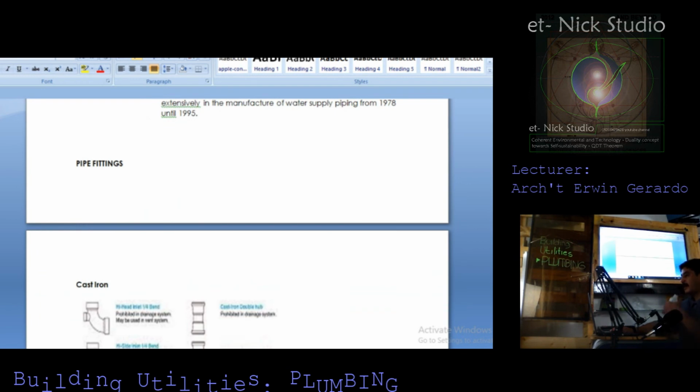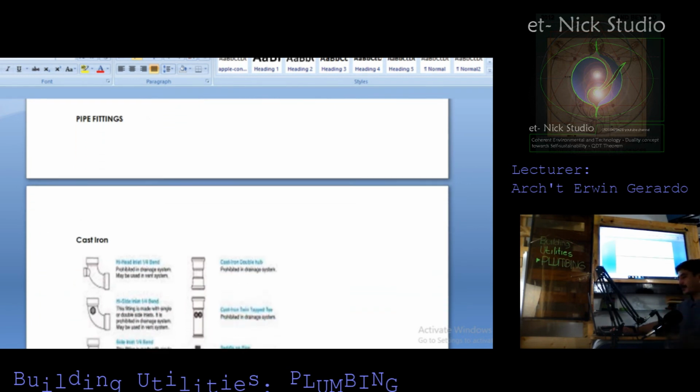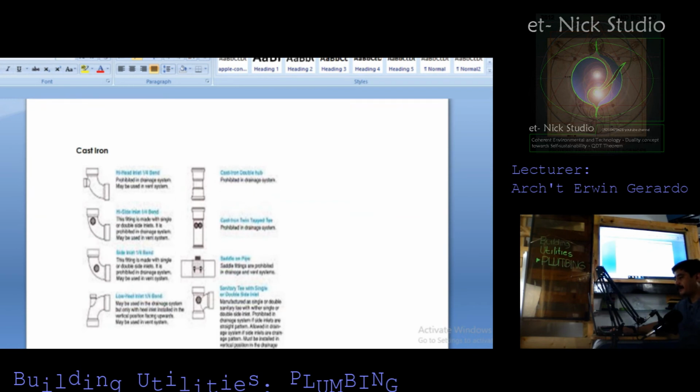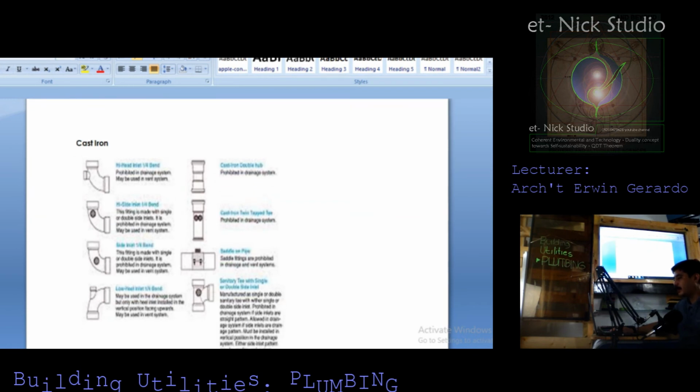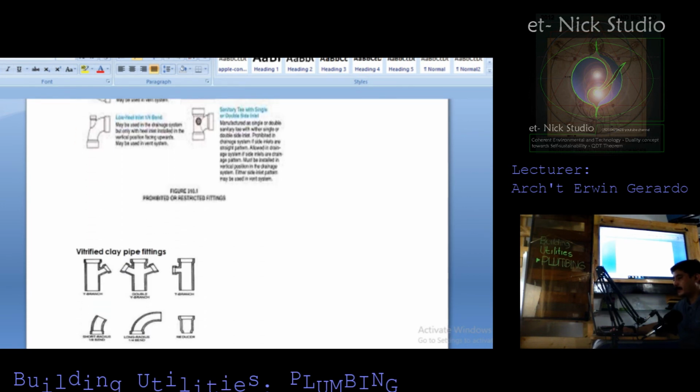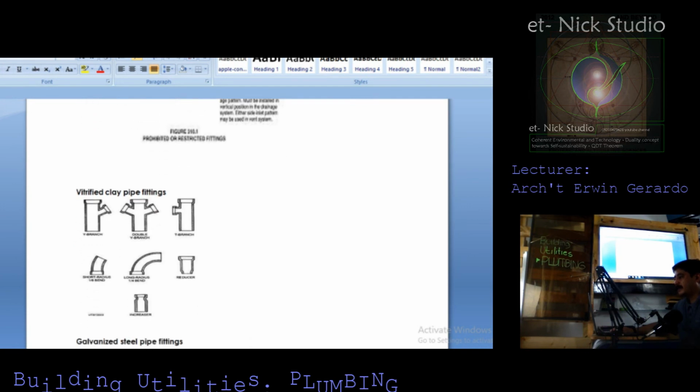Pipe fitting. We have the cast iron pipe. So we have different forms of cast iron fitting, and the vitrified clay pipe fittings. So here we have a Y branch, a double Y, T branch, the reducer, long radius, 1/4 bend, short radius, 1/8 bend, and the increaser.